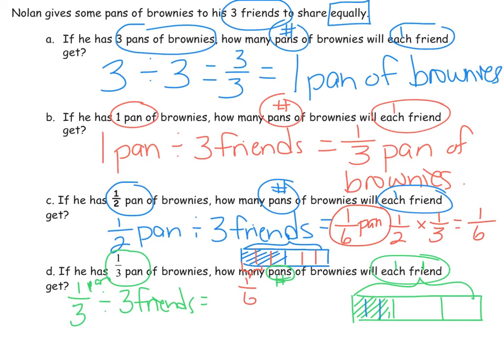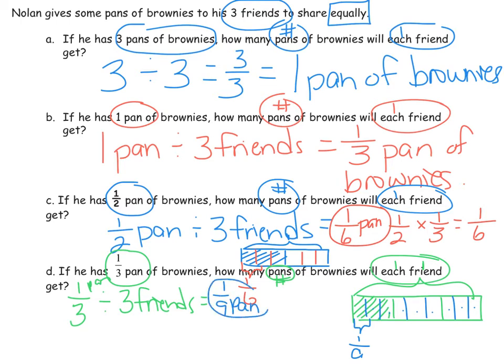However, I can't just do that 1/3. I've got to do it among the part of the pan that doesn't have any brownies. So each friend's going to get 1 out of, well, how many pieces? 1, 2, 3, 4, 5, 6, 7, 8, 9. So 1/3 divided by 3 is 1/9 of a pan.